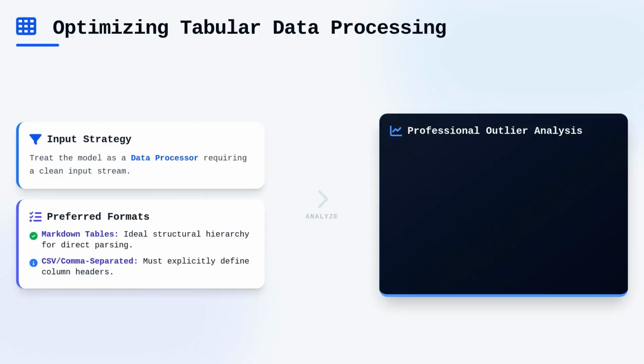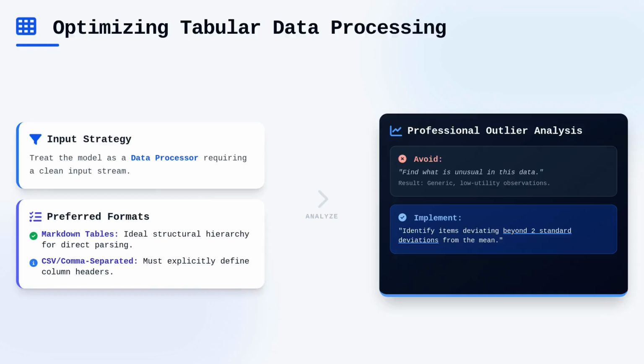When analyzing outliers, instruct the model to use specific statistical criteria, such as identifying items that deviate beyond 2 standard deviations from a mean in a provided numerical distribution. Simply asking the model to find what is unusual often leads to generic observations that lack professional utility. By grounding the search for outliers in defined criteria, you transform the LLM into a reliable tool for identifying anomalies in internal business documentation.